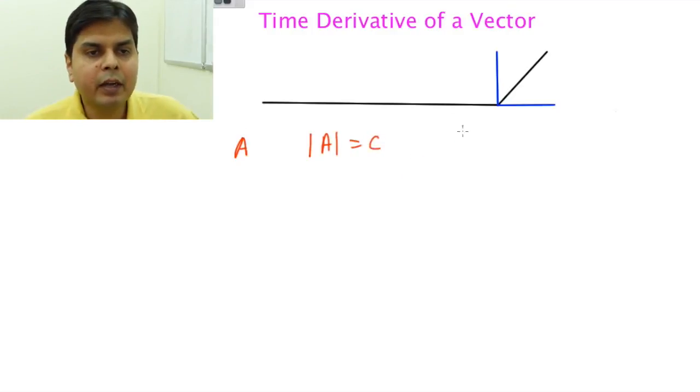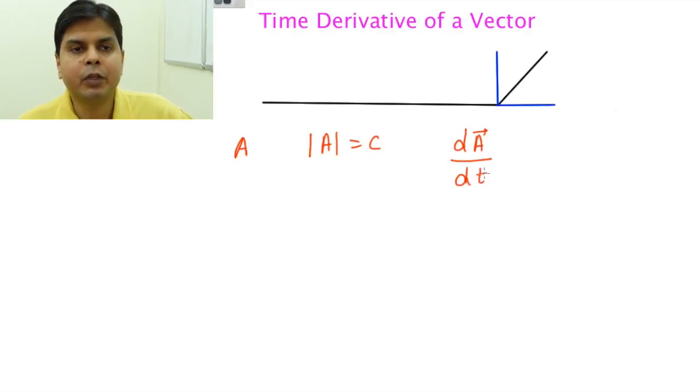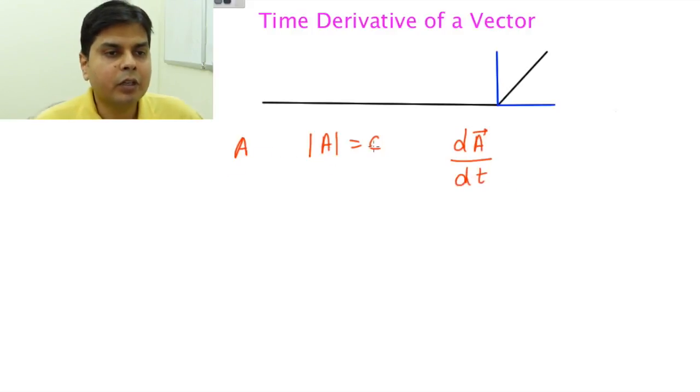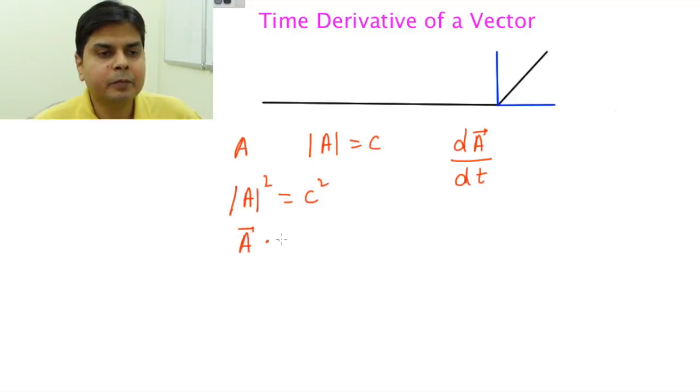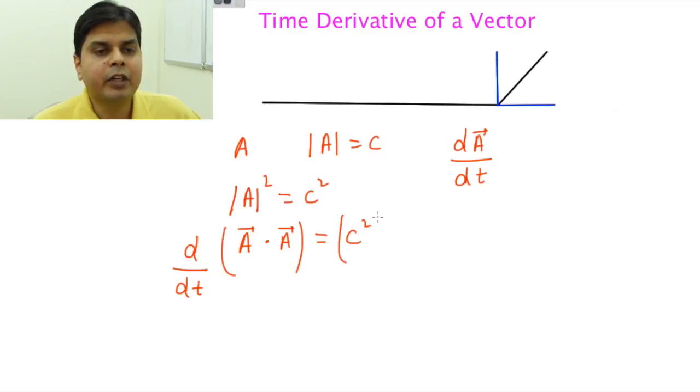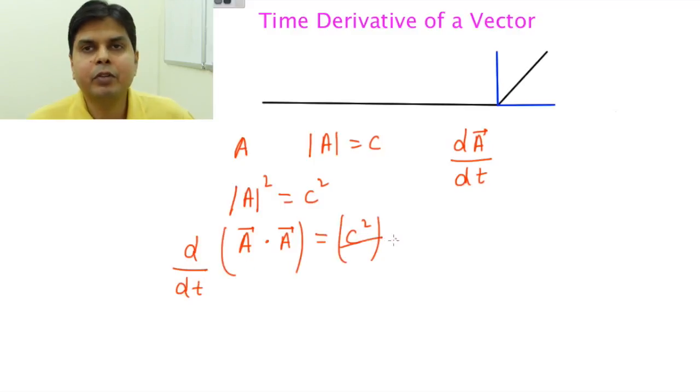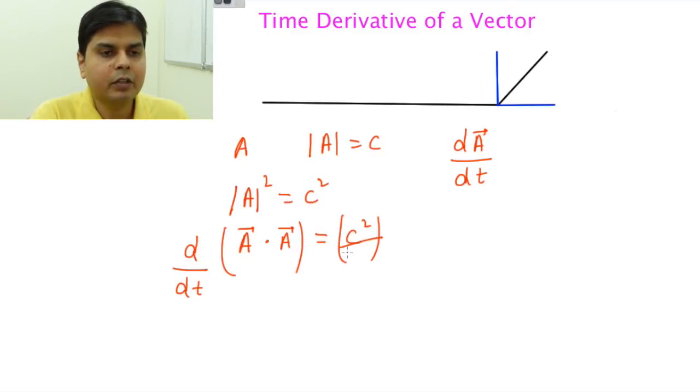Then what can I say about dA by dt, that is the derivative of this vector with respect to time? Since the magnitude of A is constant, it means the magnitude of A squared is also constant, some constant c squared. Now I can write magnitude A squared as A dot A. Now this is constant, so this is c squared. When I differentiate both sides, when I differentiate this, I will get 0. Why? Because the differential of any constant thing is 0.